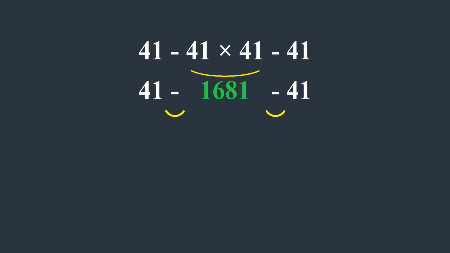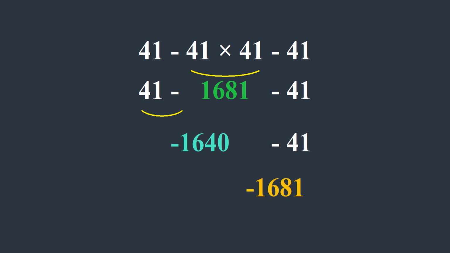So 41 minus 1681, which equals minus 1640. So we have minus 1640 minus 41, which equals minus 1681. And this is our final answer for this problem.